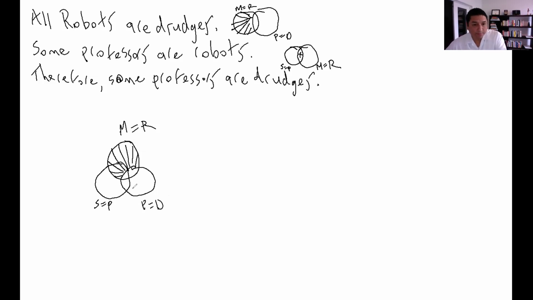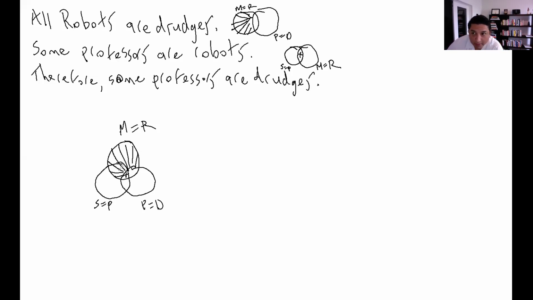Okay, so now that professor that is a robot, he can't exist over here, right? Because there are no robots that are professors and not drudges. So the only professors that can exist are ones that are professors, robots, and drudges. Okay, so it's going to have to go there. So it's going to have to go in one of these two sectors here.